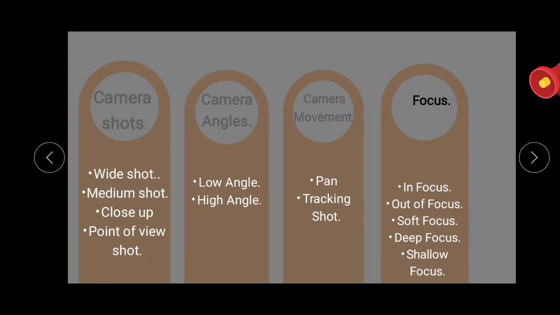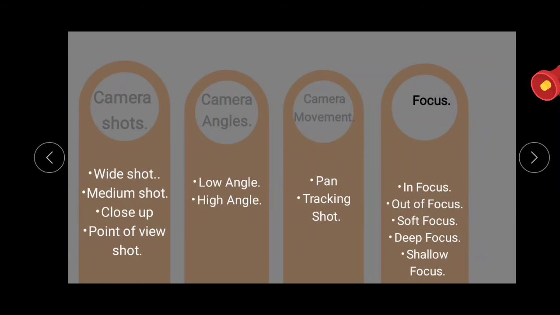Next are camera angles. So there's a high angle and a low angle. A high angle is where the camera is placed above the eye level of the character, and the camera lens is facing downwards. A pan and tracking shot. So a pan shot is when the camera moves up and down or side to side, while a tracking shot is where the camera is moved backwards and forward and side to side on something similar to train tracks.